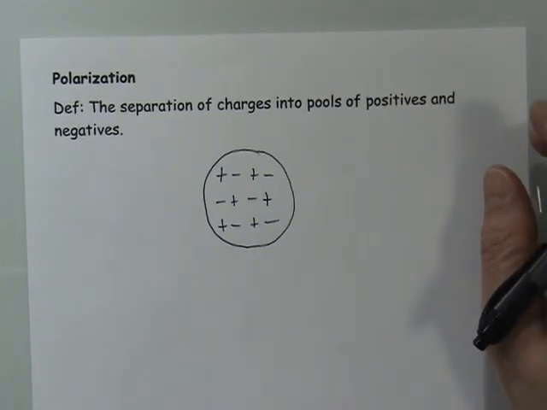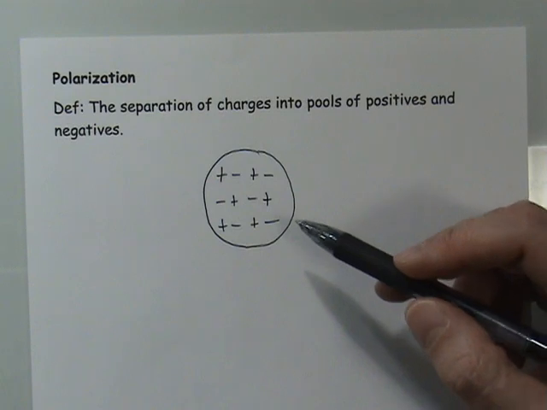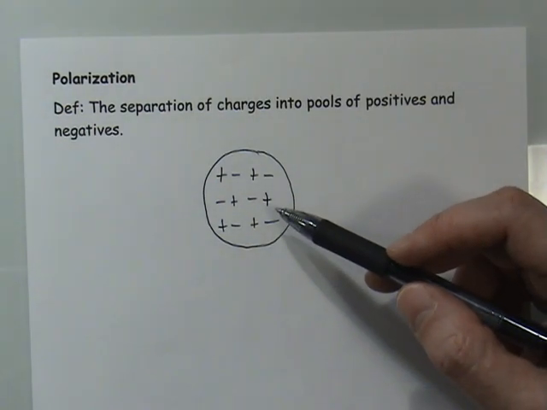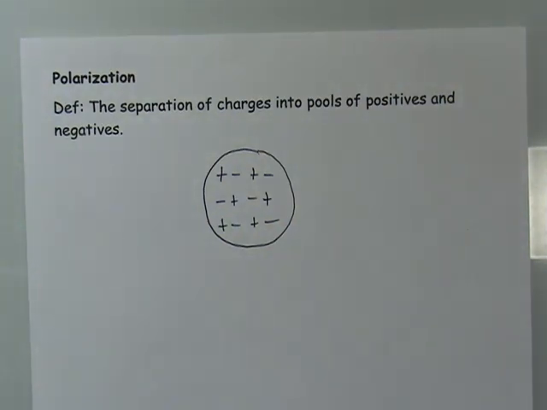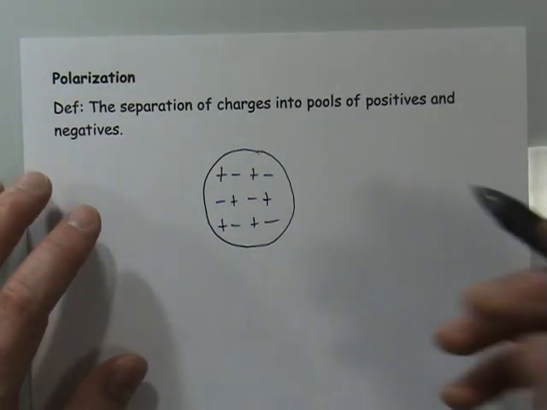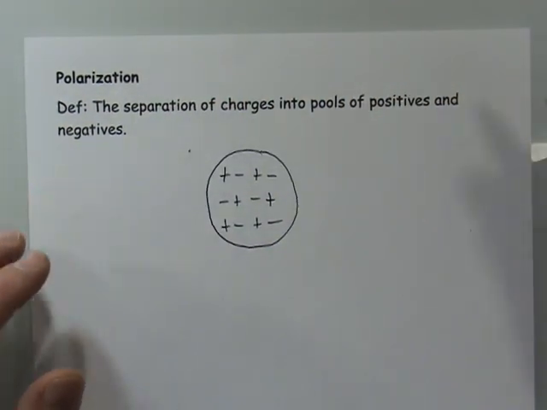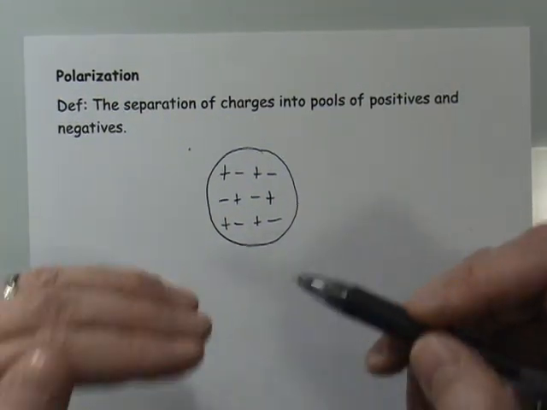But when you bring a charged object nearby, depending on what kind of material this is, you're going to see that the charges are going to begin to move around. And so this idea of polarization is the idea that we're going to separate the charges from each other. It's still going to be neutral.